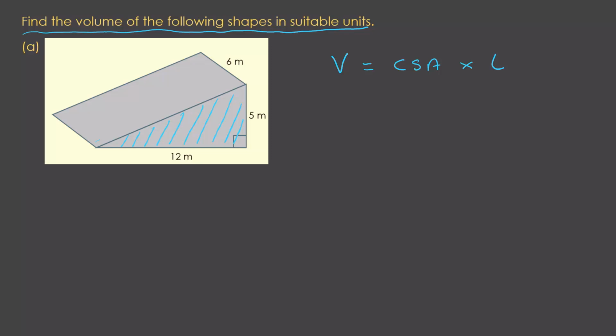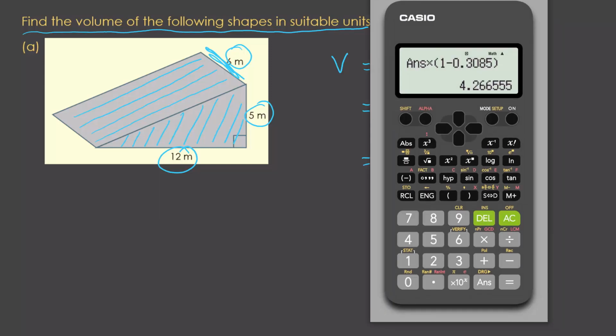If you slice the shape all the way across here, you'll end up with a triangle facing you. So the triangle is the cross-section. So for the triangle, the base is 12, the height is 5. So 12 times 5, and don't forget to divide by 2. And then the length of the prism is the measurement across. So that is 6. And all we need to do now is calculate.